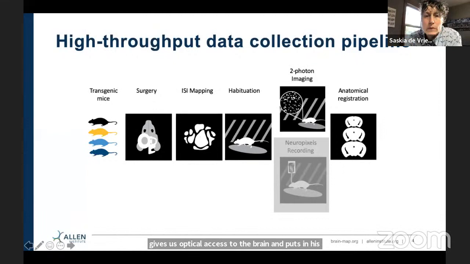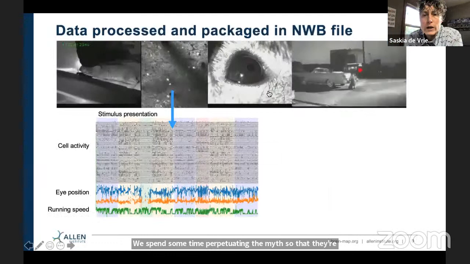So I showed you a couple slides ago where we could outline the different visual areas on the surface of the cortex. We do this by creating an intrinsic signal imaging map. We spend some time habituating the mice so that they're comfortable on the experimental rig.